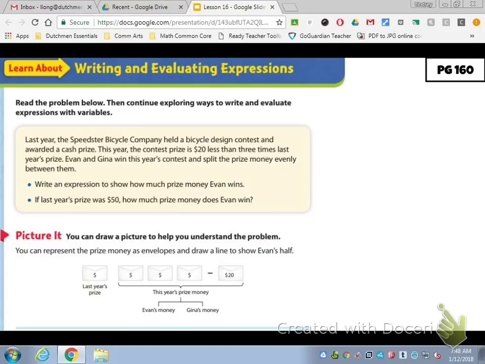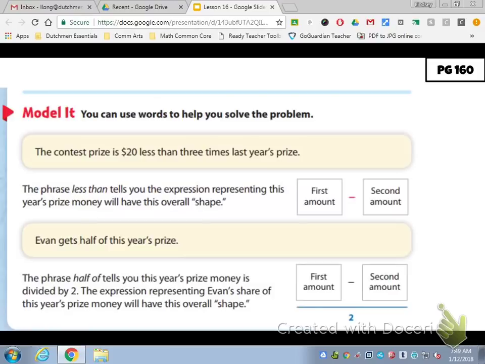So our picture, it says you can draw a picture to help understand the problems. You can represent the prize money as envelopes and draw a line to show Evan's half. So you can see last year's prize is here, and then this year's prize is 3 times that. So it would be 3 of those envelopes minus the 20, because it's 20 less than 3 times. Okay, so you can see then they have to split it in half. Okay, so you can model it using words. It says the contest prize is 20 less than 3 times last year's. So once again, you know you're subtracting. Evan gets half the prize, so once we subtract, we divide by 2 because that's how you get half.